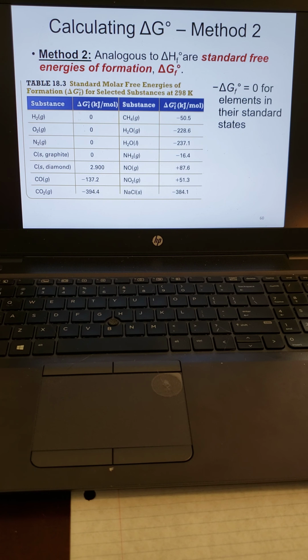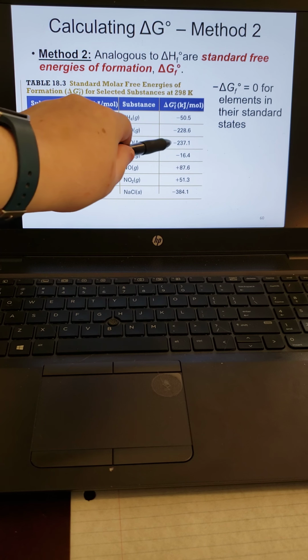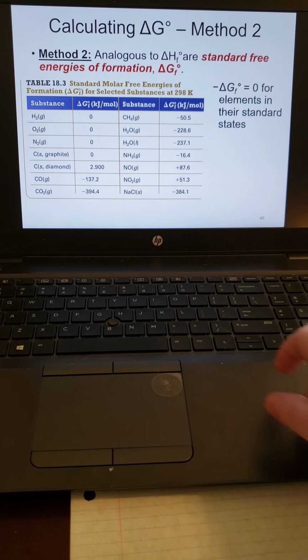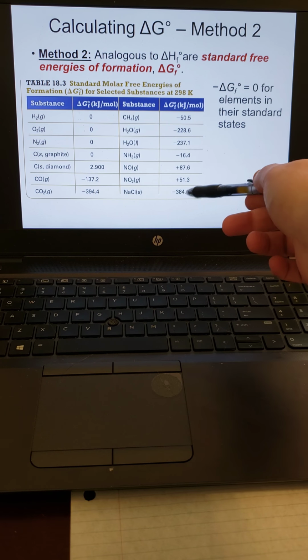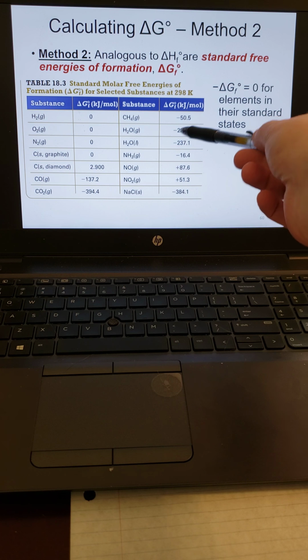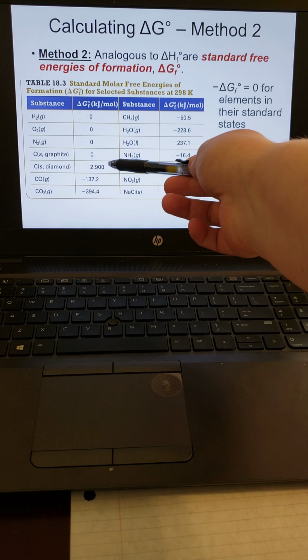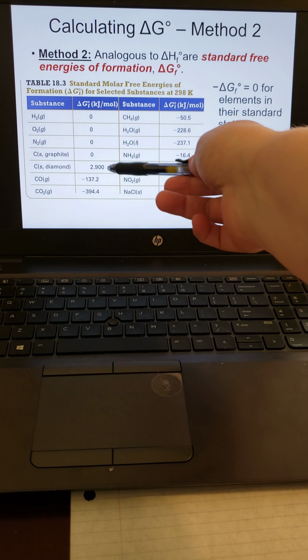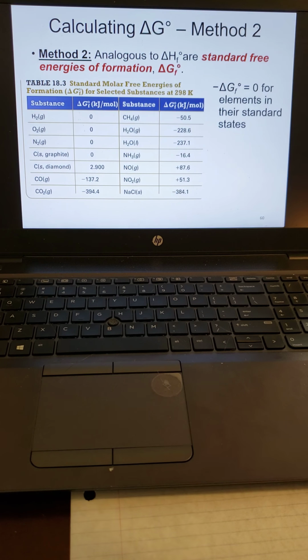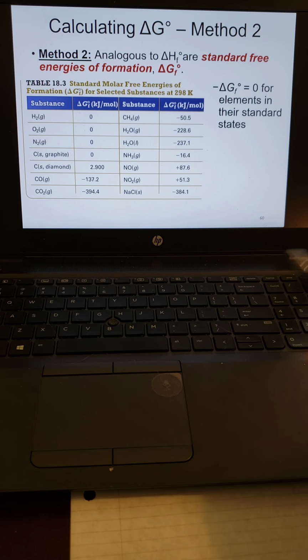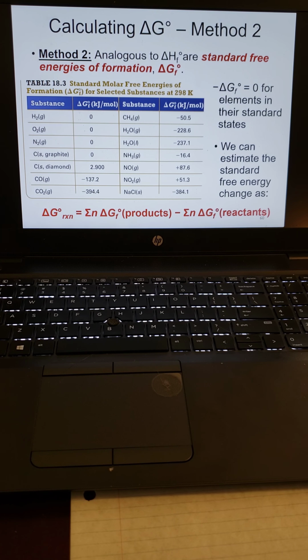And also you see that some things are positive, which means they require energy to form, and some things are negative, which means you get energy out of forming them, which is why we see a lot of table salt and a lot of water in our world. But we don't see a ton of diamond because it's unfavorable. Graphite is the normal state there, and we don't see as much NO and NO2 because, again, it requires energy to form those substances, right?